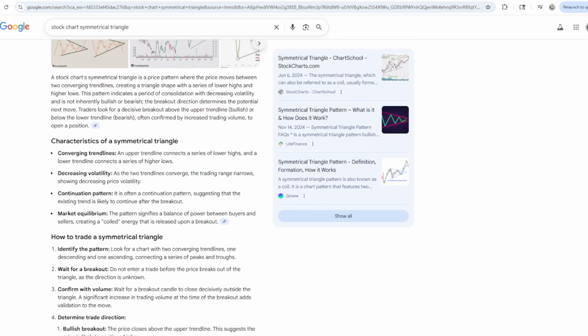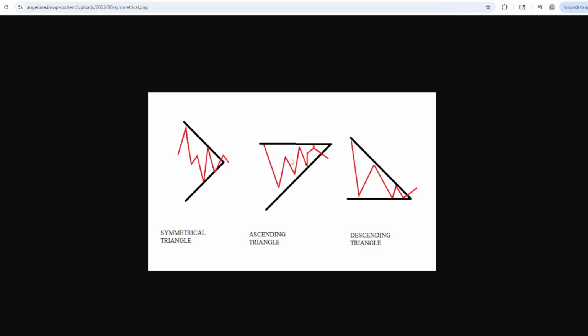So a symmetrical triangle essentially is when you have two converging lines. It's one of three types of triangles, right? You have an ascending triangle and you have a descending triangle, and then you have the symmetrical. This is a bullish continuation triangle. This is a bearish continuation triangle. And the symmetrical triangle, it's also a continuation triangle.